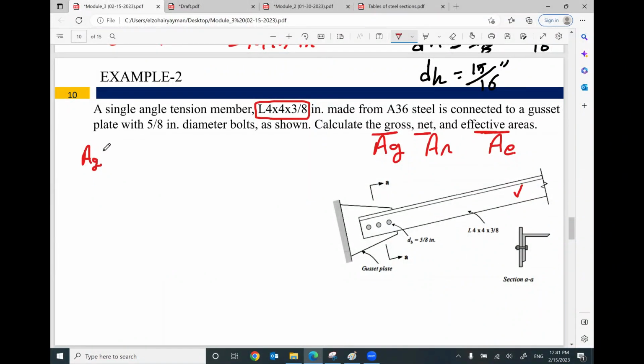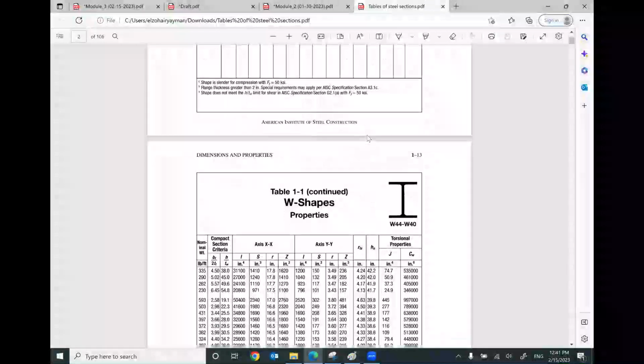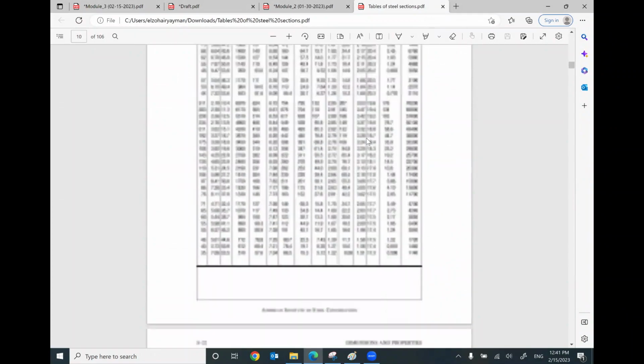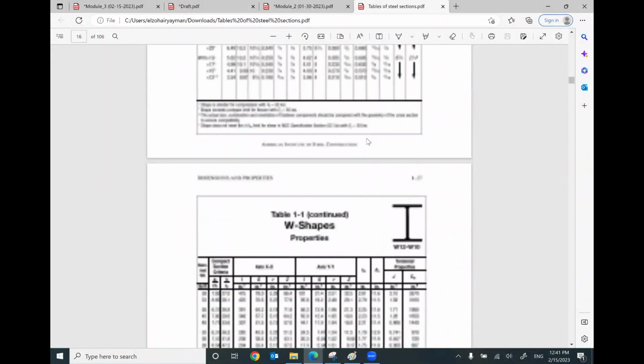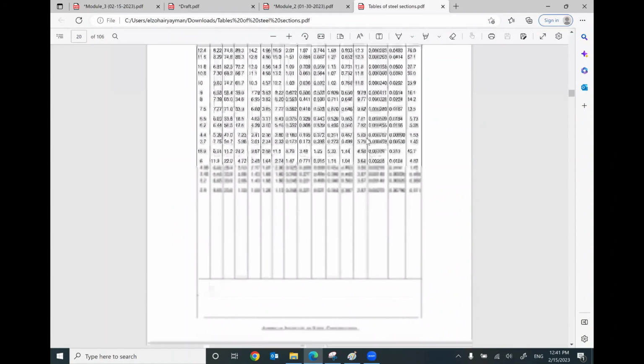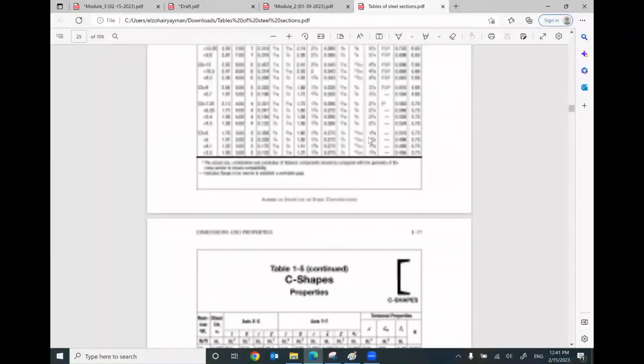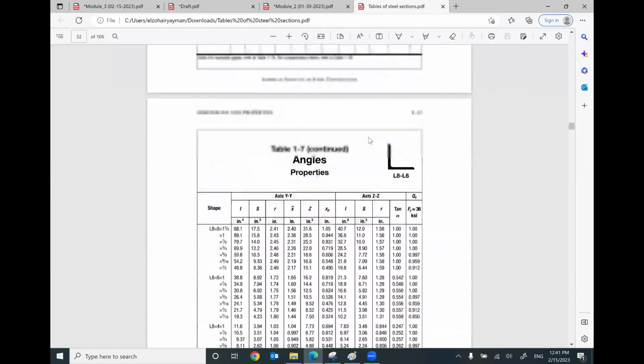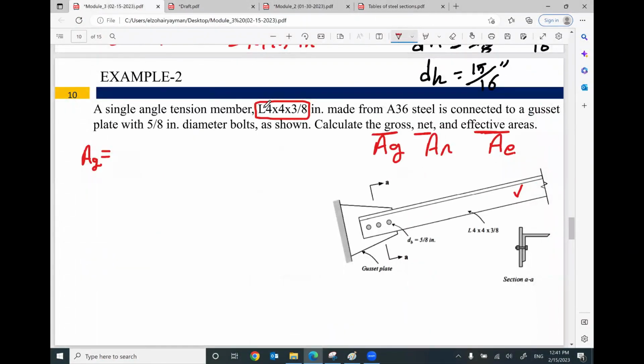You don't need to do any calculations. You need only to open your table and look for angles. I think we have angles. We have channels. Here you go. We have angles. Which angle? The name is given: 4x4x3/8.